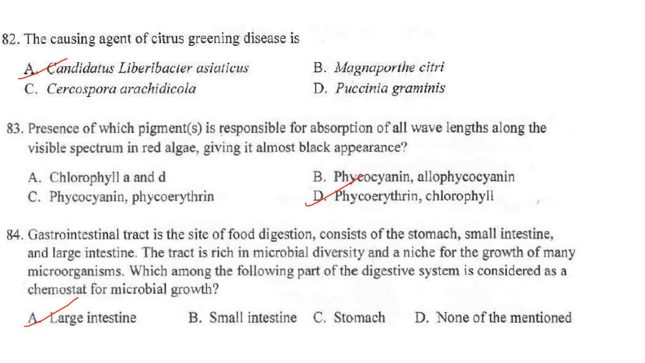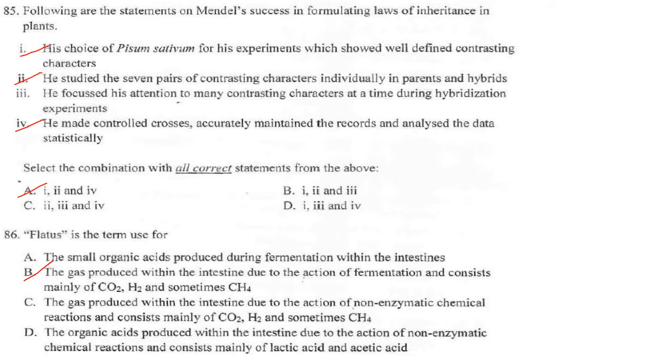Which among the following part of the digestive system is considered as a chemostat for microbial growth? So it is the large intestine. Answer is option A. Then following are the statements on Mendel's success in formulating law of inheritance in plants.